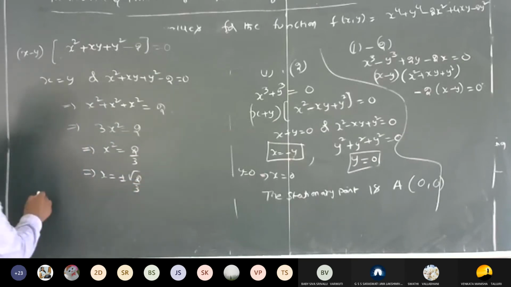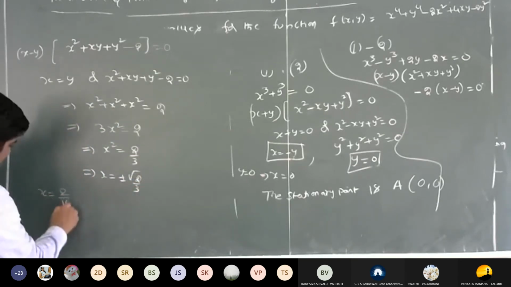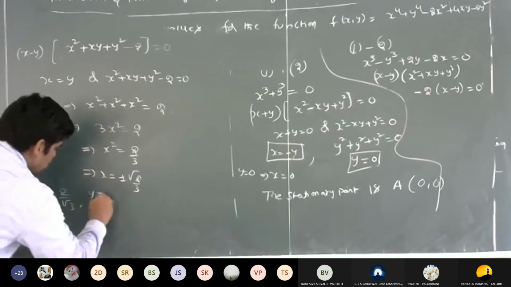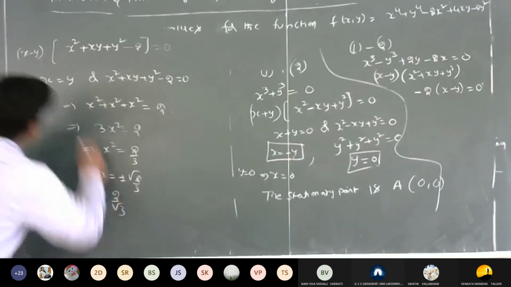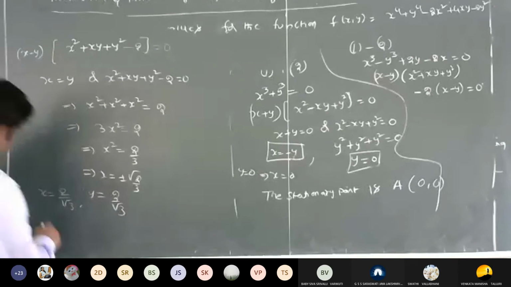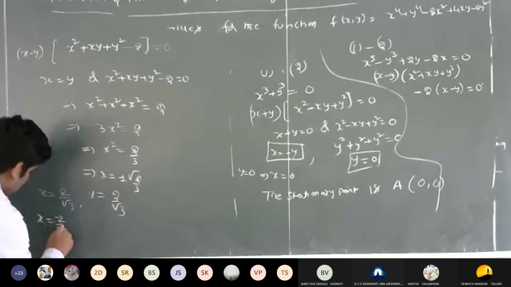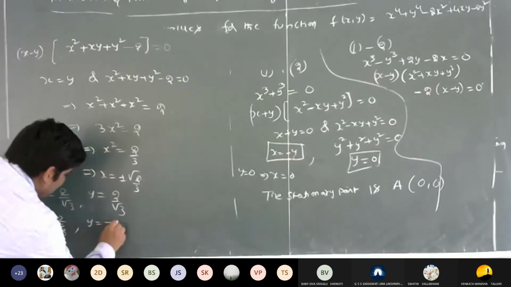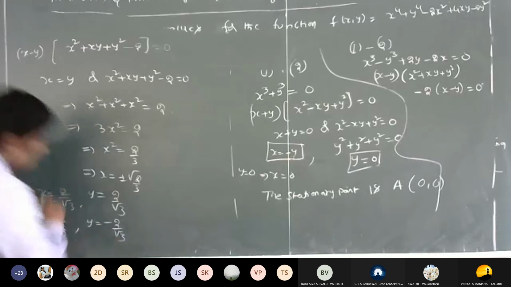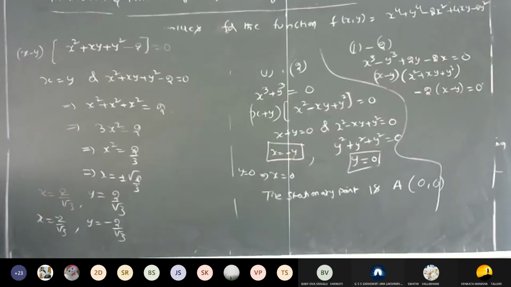Right? So if x is equal to root 2 by 3, what is y? So it is root 2 by 3. Why? Because x is equal to y. Next, if x is equal to minus root 2 by 3, what is y? So it is minus root 2 by 3. Why? Because x is equal to y.